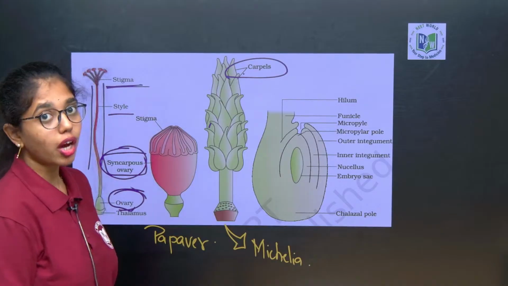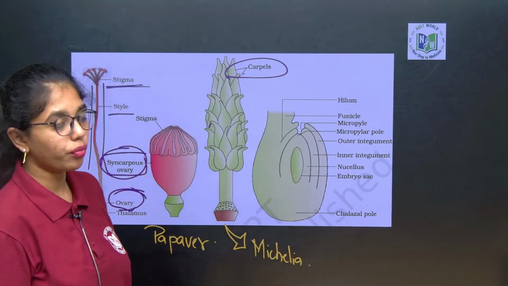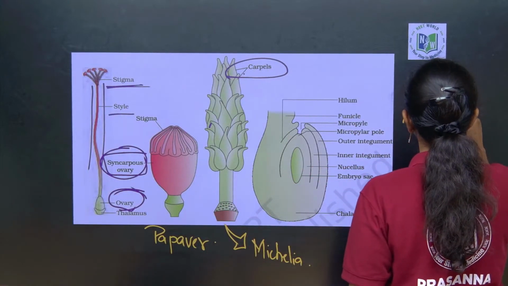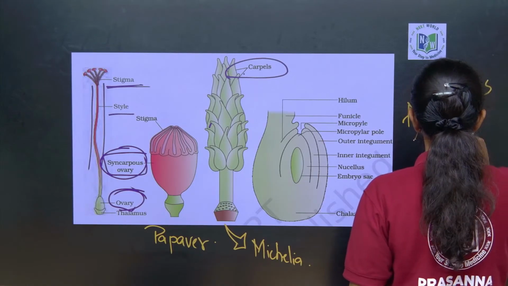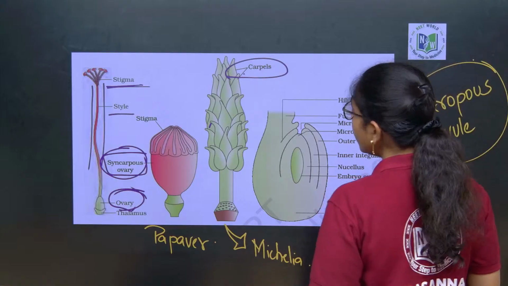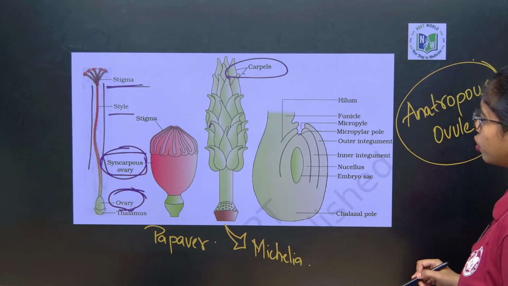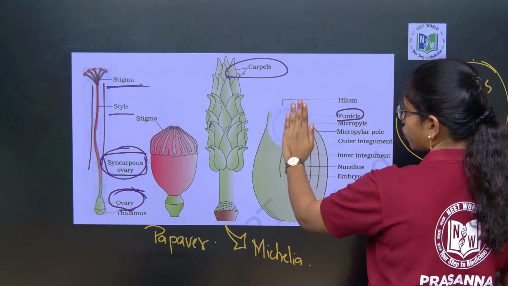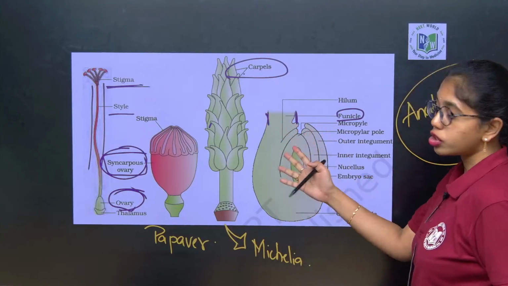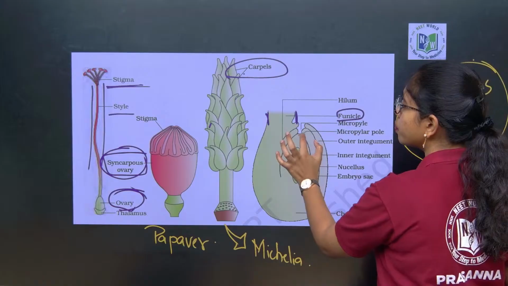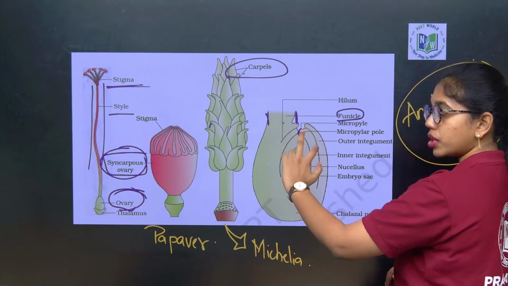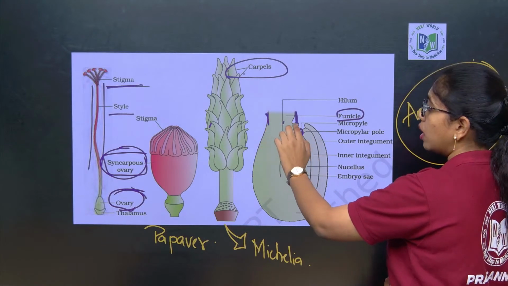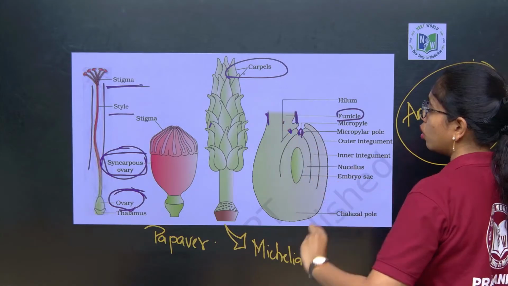Fine. And in most of the angiosperms, you can find inverted ovule, which is called as anatropous ovule. The funicle, which is called as stalk of the ovule. This funicle and the micropyle, they lie close to each other. Funicle and hilum, that is connecting the ovule to the stalk of the ovule. So, the hilum and funicle lie close to each other.